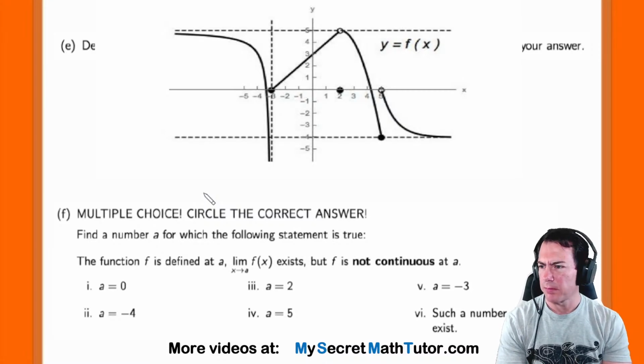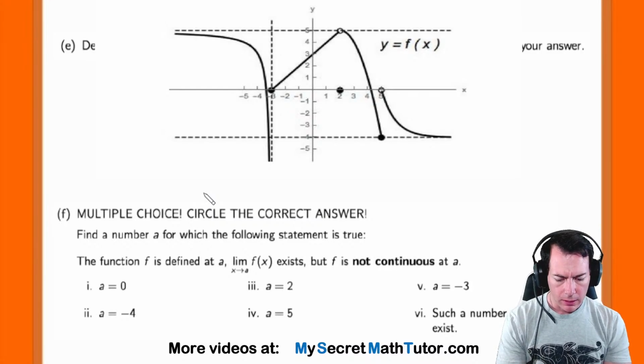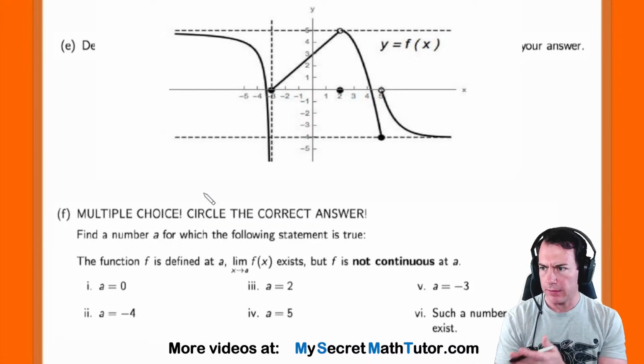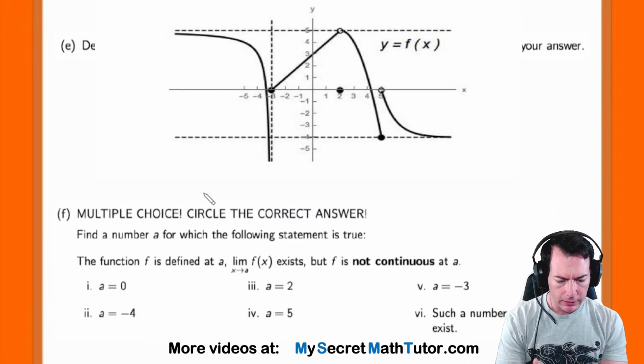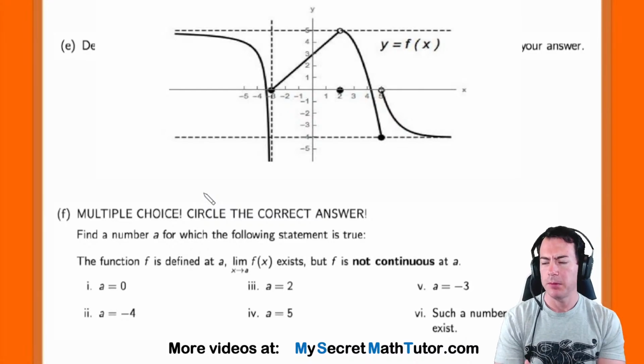Let's take these one at a time. Let's start off with 0. Okay, when a equals 0, is the function defined there? Yes, it is, because it goes towards 3. Does the limit exist there? Yes, it does. The limit is also 3.